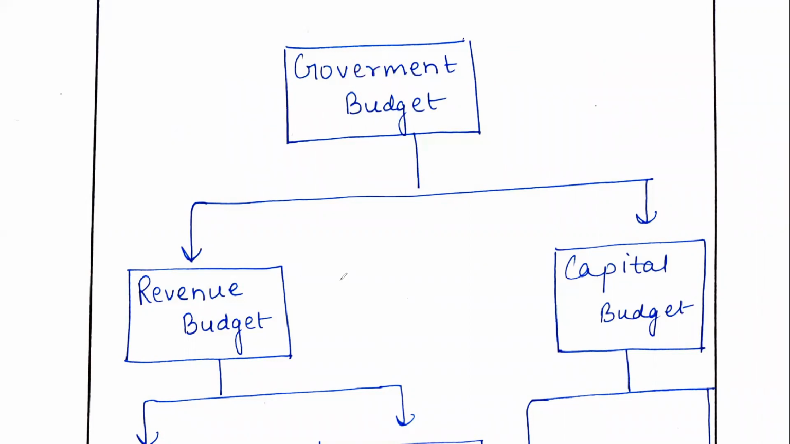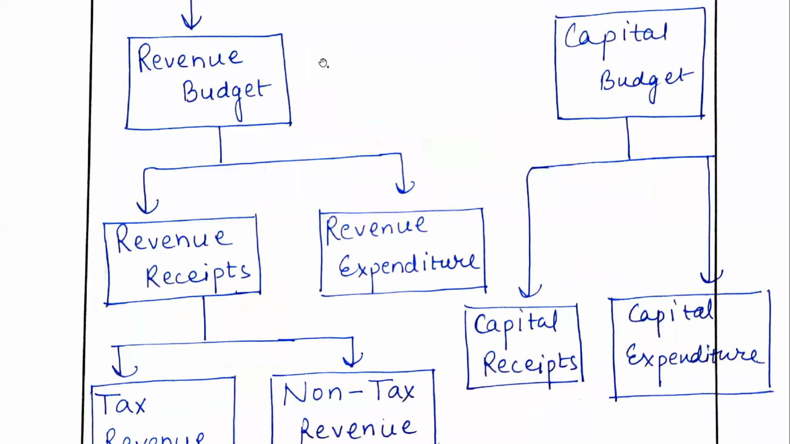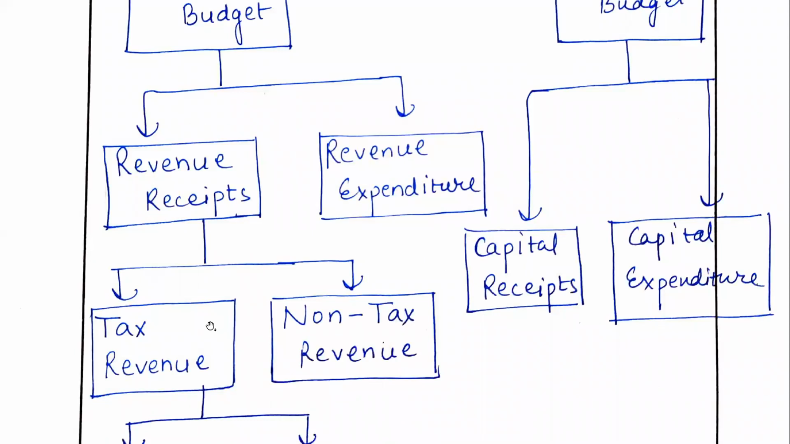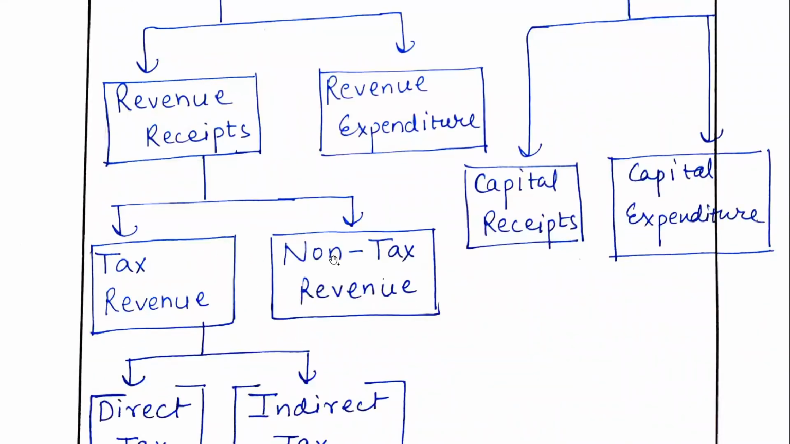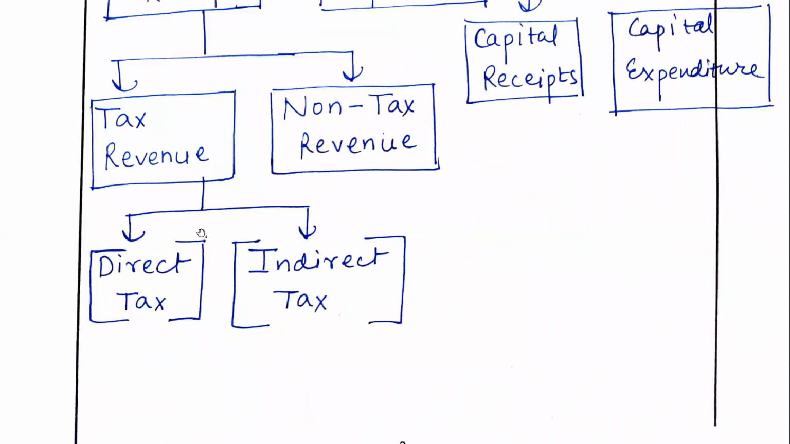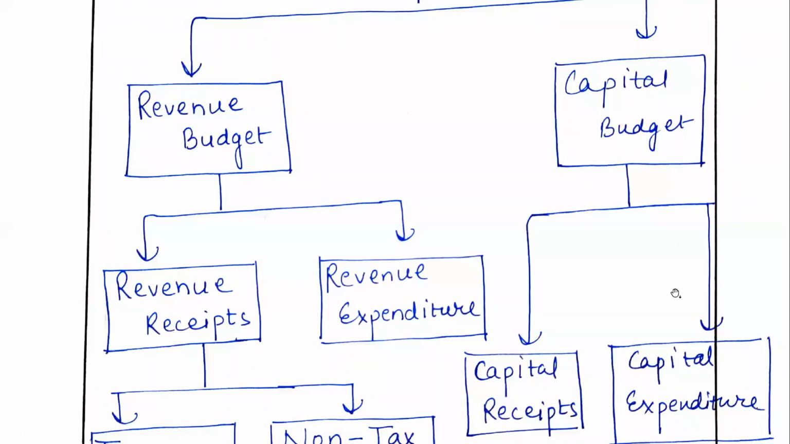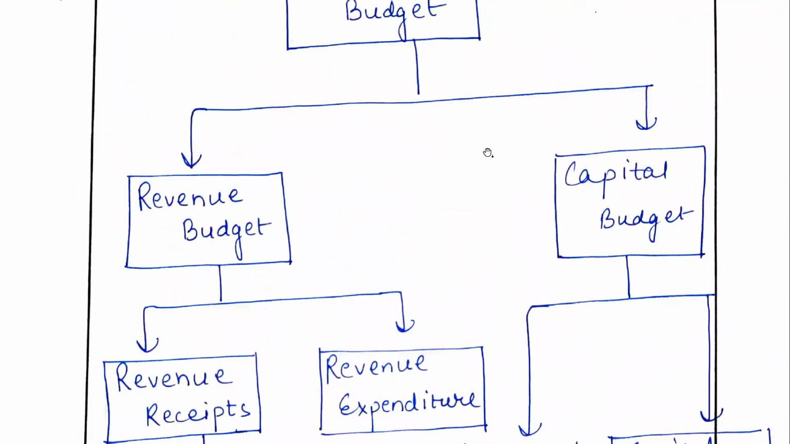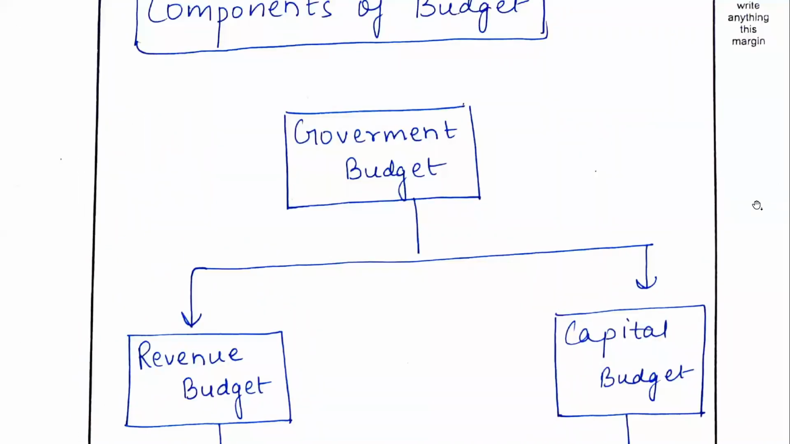Okay. So the government budget, on its face, can be divided into two parts: the revenue budget and the capital budget. Okay. So let us see the revenue budget and the capital budget. So revenue receipts and revenue expenditure. The revenue receipts can then further be divided into tax revenue and non-tax revenue. Then the tax revenue is also divided into direct tax and indirect tax. ठीक है. यहाँ पर देखो capital budget, capital receipts and capital expenditure. Okay. So let us do everything in detail. We'll be doing every component in detail.